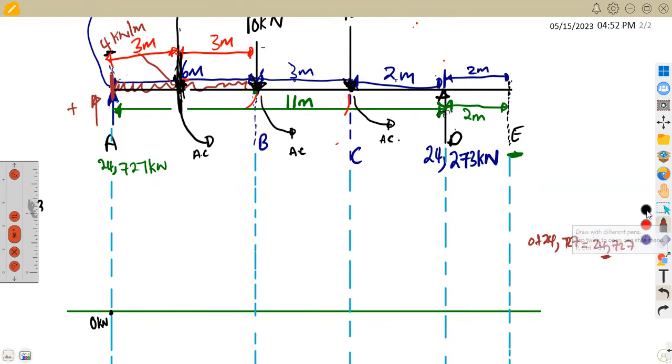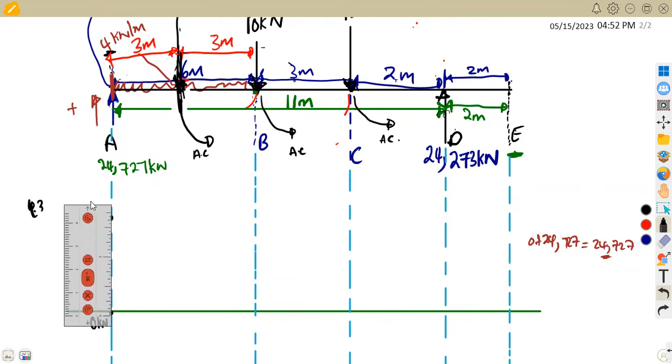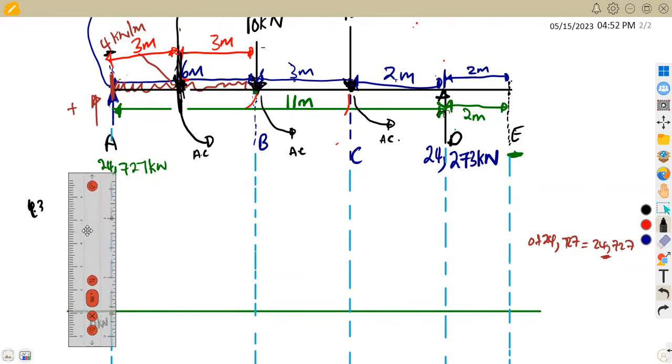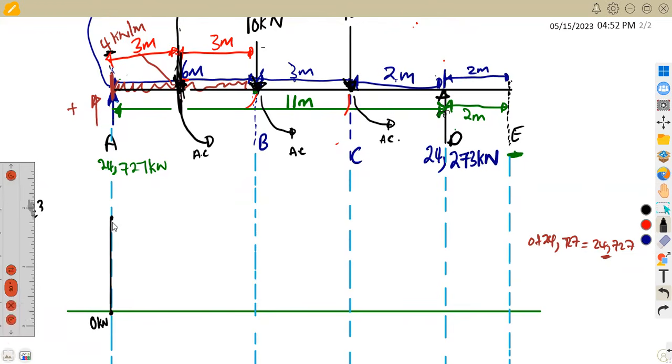So let's say approximately my point is here. This is where I'm going to join straight. The support goes up straight. All right, so that's our shear force diagram. The support is drawn vertically going up like this. So we've got our support here at 24,727 kilonewton, like this.